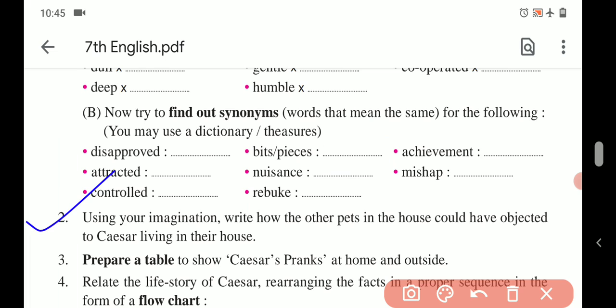Using your imagination, write how the other pets in the house could have objected to Caesar living in their house. So as we came to know that there were some other pets in the house of author. So how could they have objected, oppose Caesar, oppose that crow while living in that house? That you have to imagine and you have to explain it in 2 or 3 sentences each.